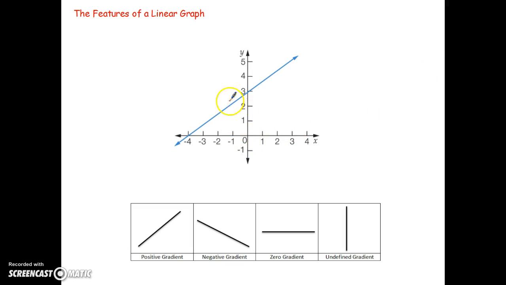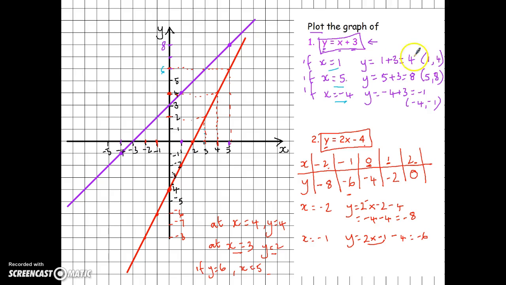Every linear graph, as you draw them, you'll see that there's certain features of the graph. We talk about the slope of the graph, how steep the line is, and looking back over here at these two, the purple line and the red line, if we compare them, you can see that the red line is steeper than the purple line. See how we're going up faster than we are there.